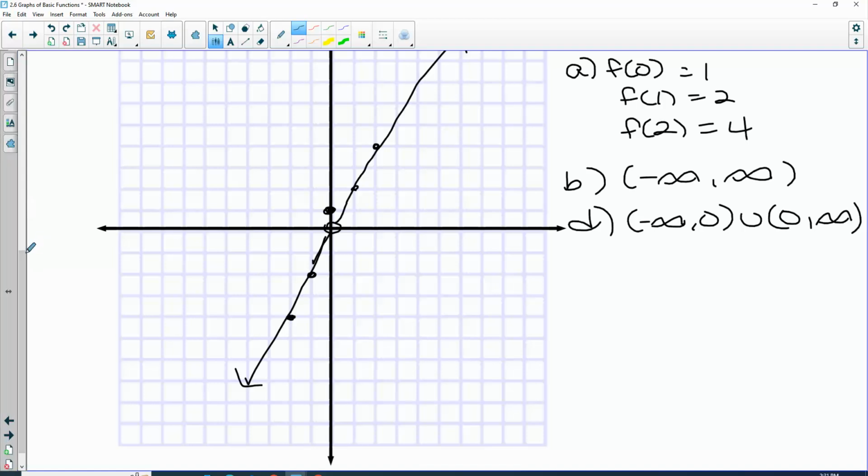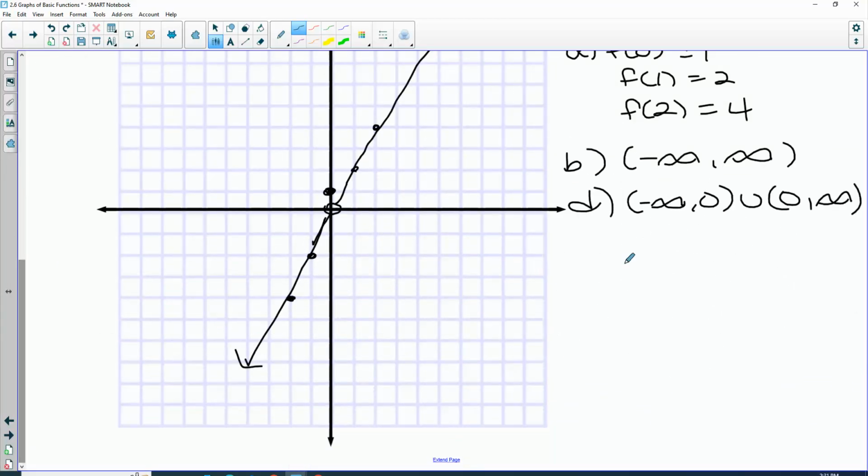Last question. Was this continuous? No, because if I'm drawing it, I can get to my open circle, then I have to pick up my pencil and make my dot, and then keep going. So it's not a continuous function. These piecewise functions are only continuous if the two parts match up.